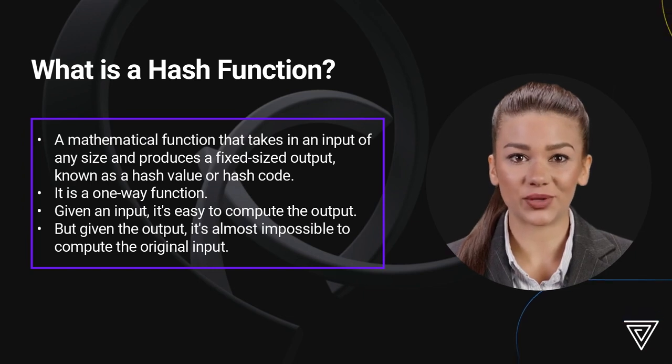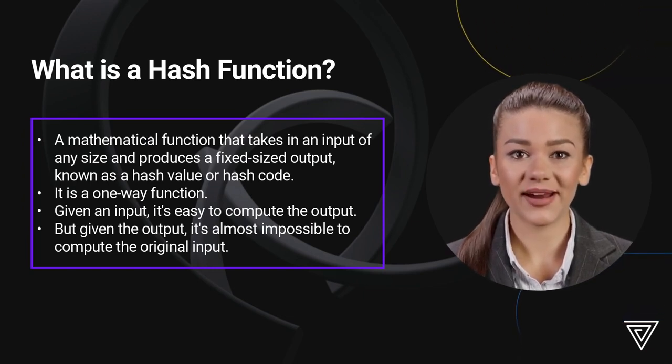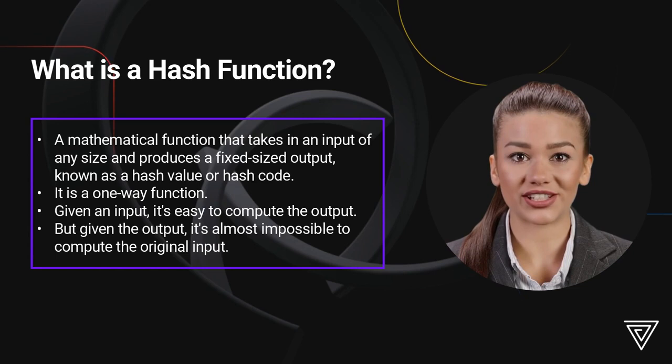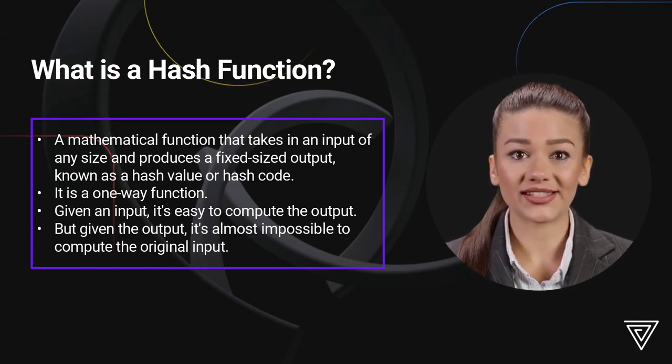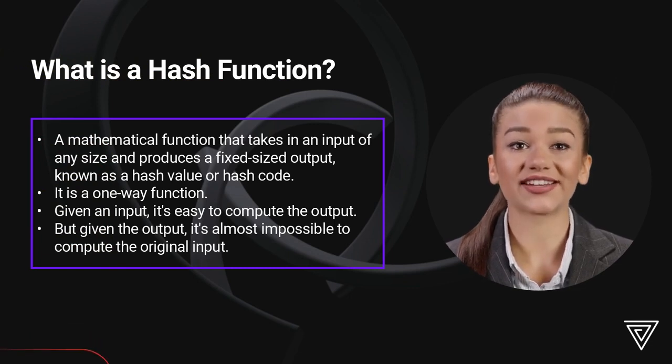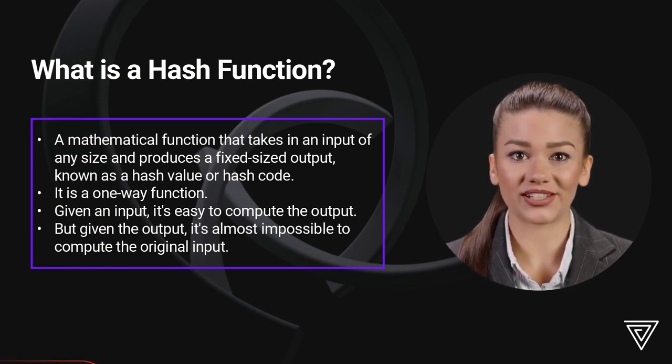Firstly, let's define what a hash function is. A hash function is a mathematical function that takes in an input of any size and produces a fixed-sized output, which is known as a hash value or hash code. It is a one-way function, which means that given an input, it's easy to compute the output, but given the output, it's almost impossible to compute the original input.